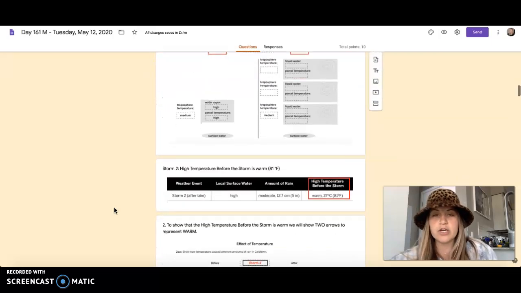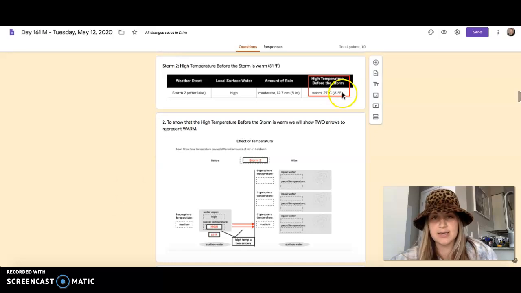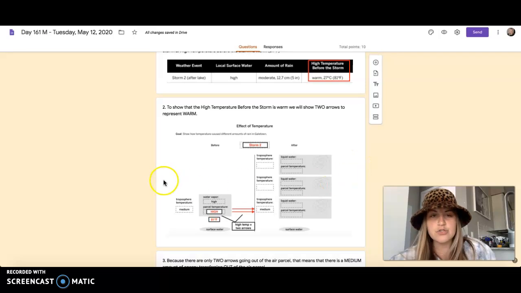So we look at our before picture and we see that the high temperature before the storm was 81 degrees Fahrenheit. That's pretty hot, like a summer day, but it's not excruciatingly hot. It's not in the hundreds, right? So it's moderate rainfall and warm temperature. Here I'm looking at Storm 2. There is high air parcel temperature, right? It's warm, and it's 81 degrees Fahrenheit.